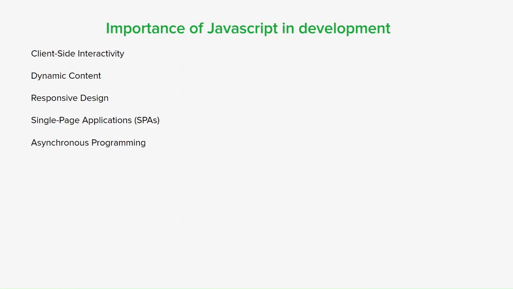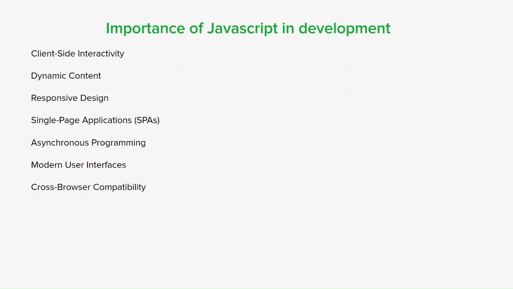JavaScript supports asynchronous programming, which basically allows developers to execute tasks without blocking the main execution thread. This is crucial for tasks like making API calls, handling user input, and managing background processes. JavaScript frameworks and libraries enable the creation of sophisticated user interfaces with reusable components, state management, and efficient data binding. This makes it easier to build complex applications while maintaining a clean code base.